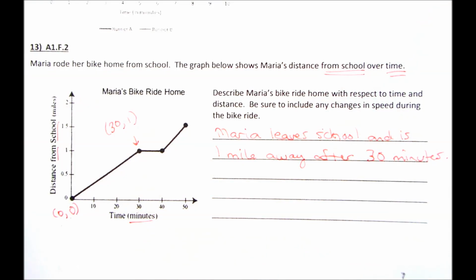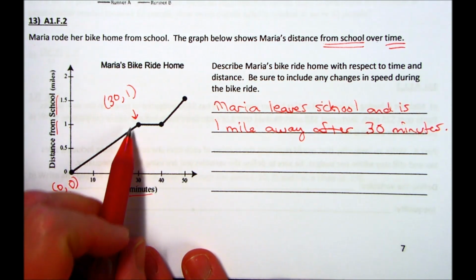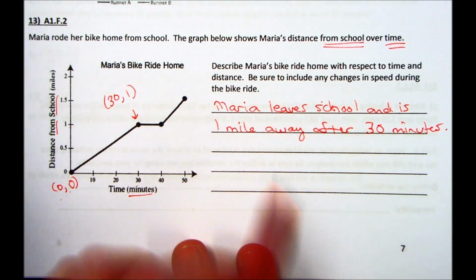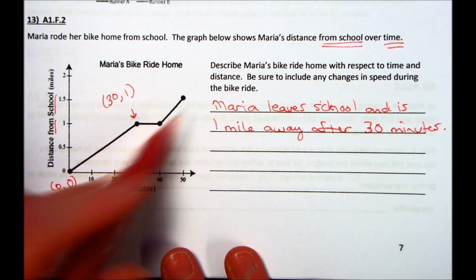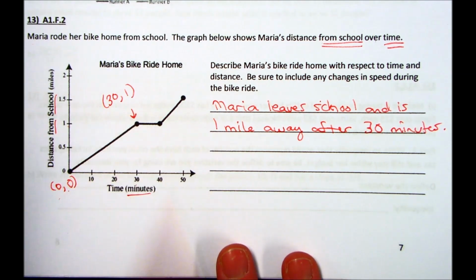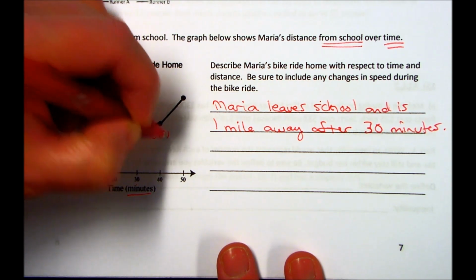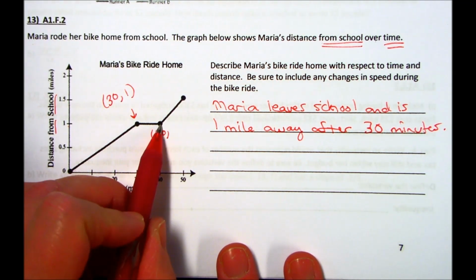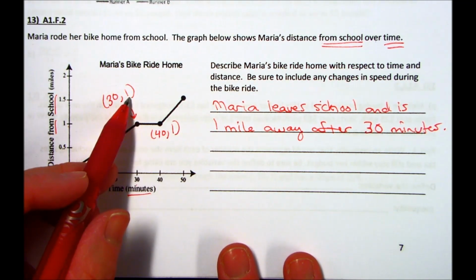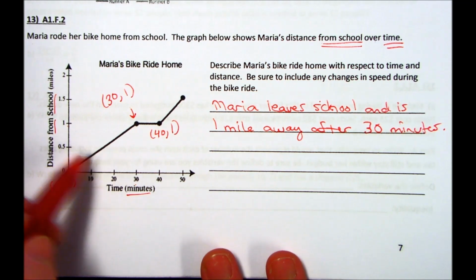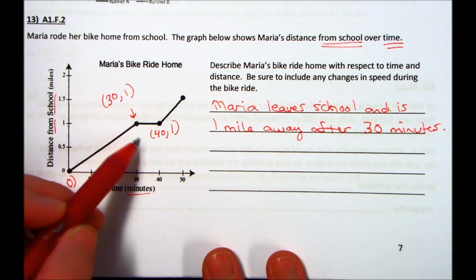And again, there's not one exact answer to this problem, but you want to definitely explain, show the points that you understand what's going on, and explain enough so that whoever is grading the problem believes that you fully understand what's happening in this graph. Okay, well, at 40 minutes, if we look at this point, she is still 1 mile away from school. If the distance from school is not changing, then basically she's stopped.